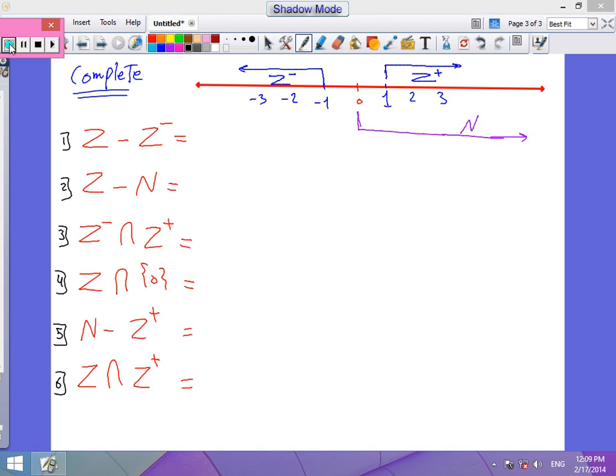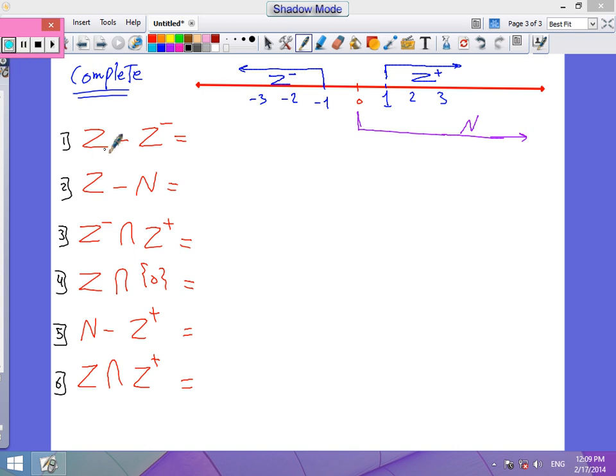Let's solve these examples using the number line. We have here 0, and Z negative consists of the negative numbers, negative 1, negative 2, negative 3, and so on. And the positive numbers, Z positive 1, 2, 3, and so on. And if we say 0, 1, 2, 3, and so on, we can represent it using the natural numbers. Okay?